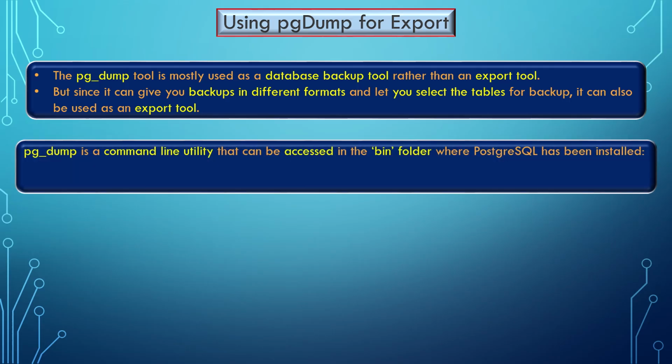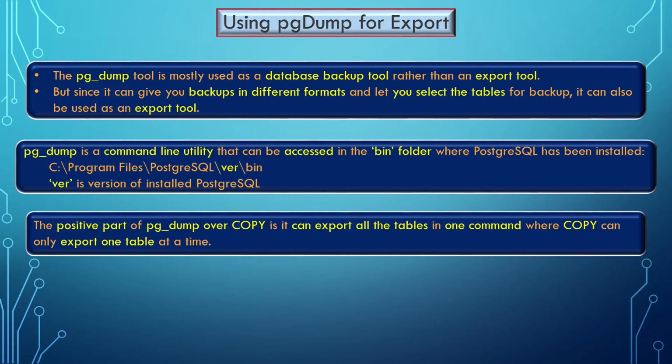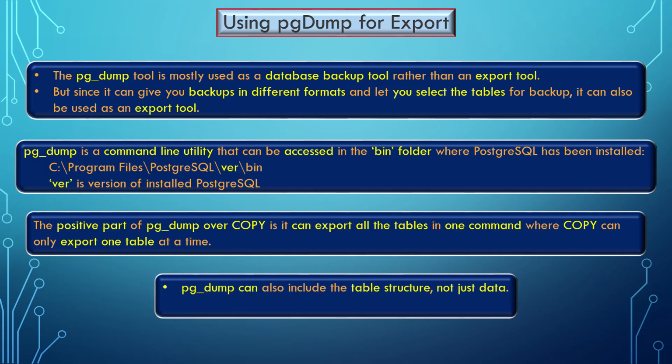pg_dump is a command line utility that can be accessed in the bin folder of where PostgreSQL has been installed. In this example, ver is the version of the installed PostgreSQL. The positive part of pg_dump over copy is it can export all of the tables in one command, where copy can only export one table at a time. pg_dump can also include the table structure, not just data. You can dump structure only, data only, or both.